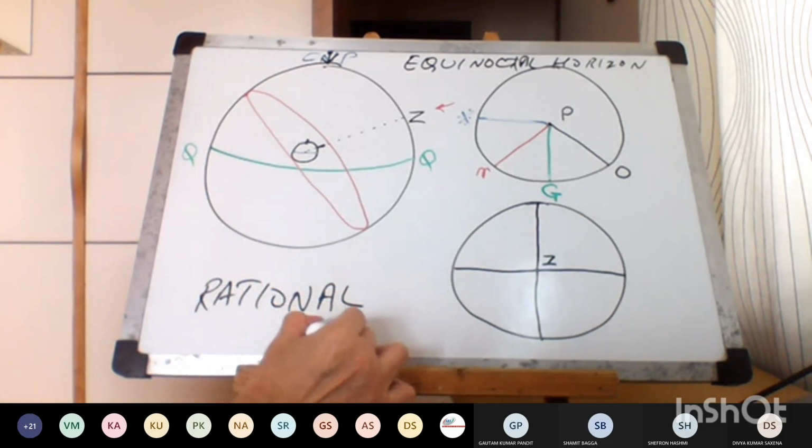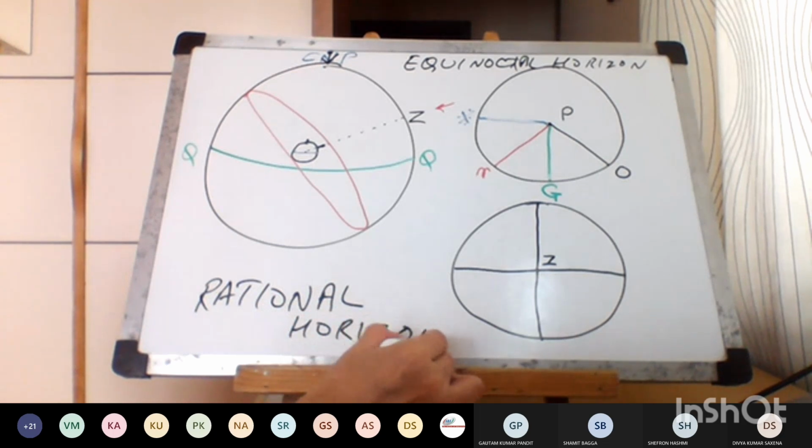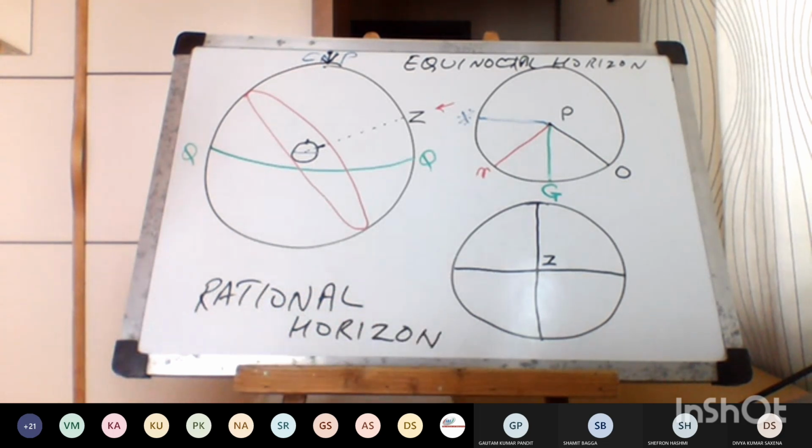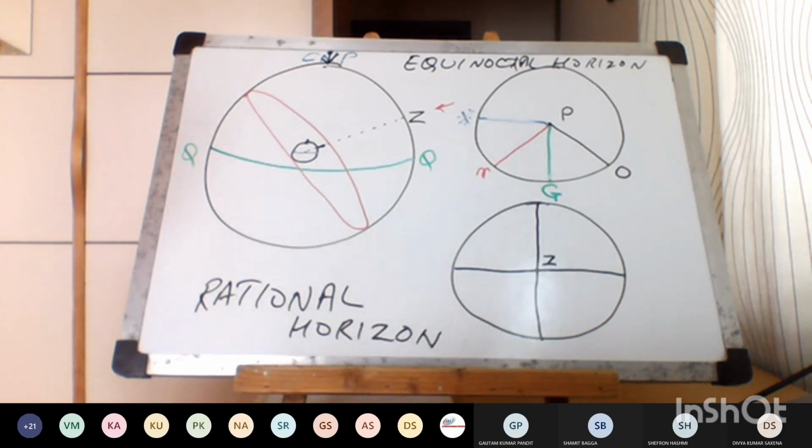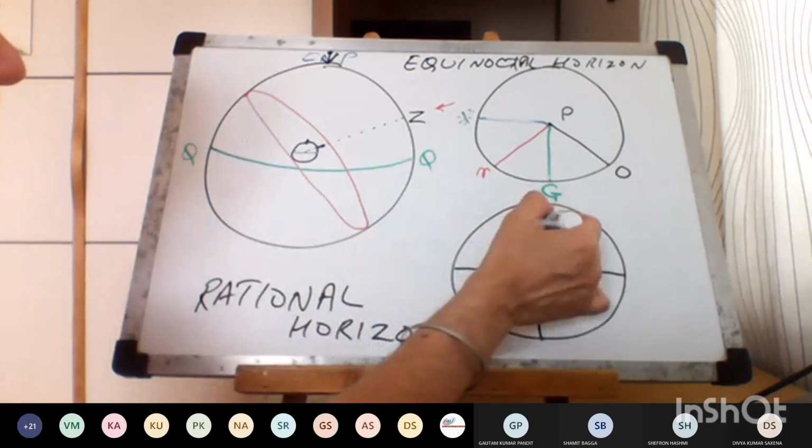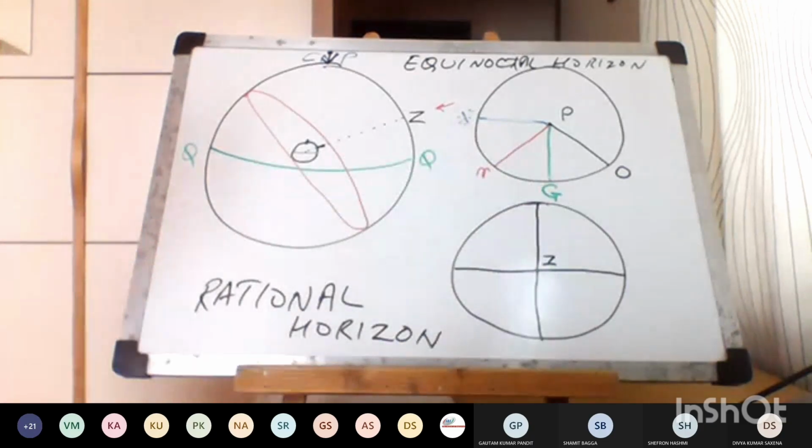Rational horizon. So this is the rational horizon diagram. Wherever the observer is standing, he will have a... I will change the diagram, I'll make a bigger diagram. So let us understand, this is the rational horizon diagram.